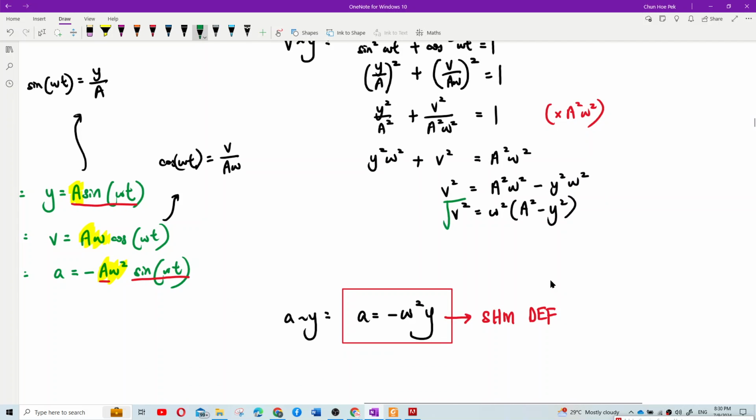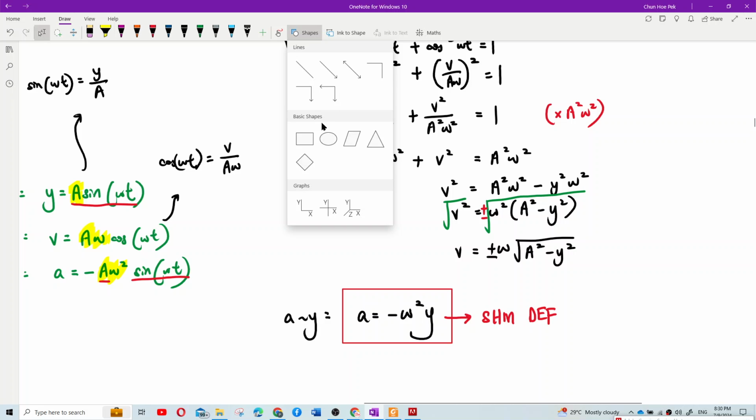I don't want the square, so many square. And remember, when you square root, you must have plus, positive, negative. You don't simply just square root without the positive, negative. You must have a positive, negative sign. And in the end, what do I get? I get v equal to plus minus omega square root a square minus y square. Yes, this is another formula. I got it already.